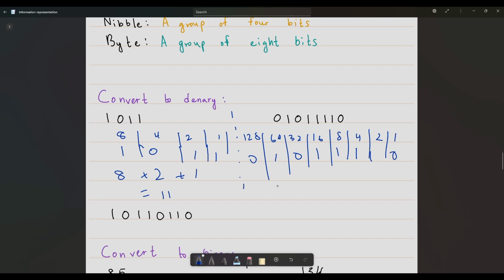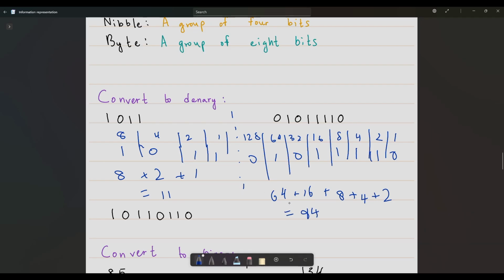That means 64 into 1 is 64, plus 16, plus 8, plus 4, plus 2, right? So am I correct? 0, 1, 0, 1, 1, 1, 1, 0. Yeah, that seems to be correct. 64 plus 16 plus 8 plus 4 plus 2. So 64 plus 16 is 80. 80 plus 8 is 88. 88 plus 4 is 92. 92 plus 2 is 94.